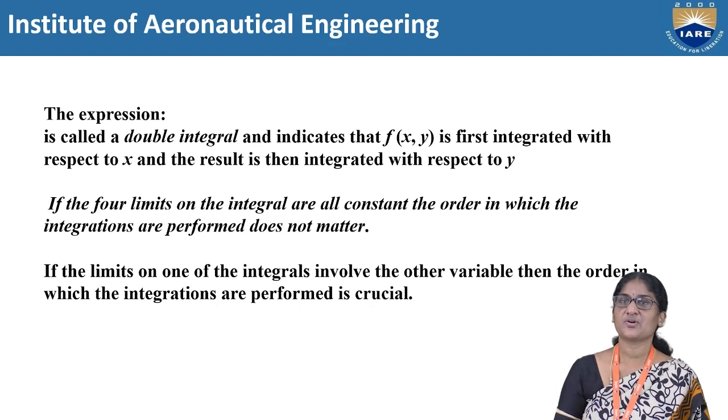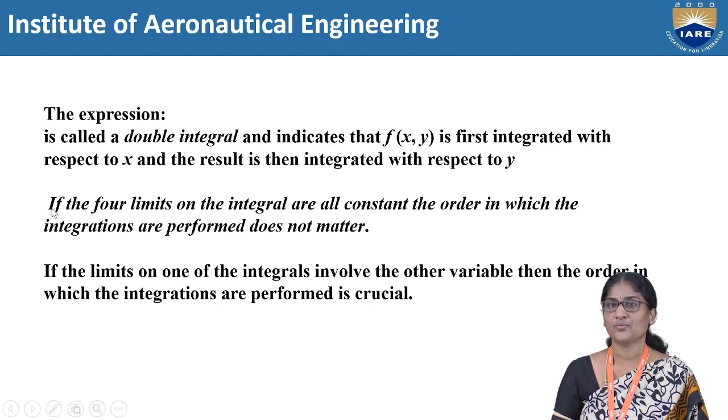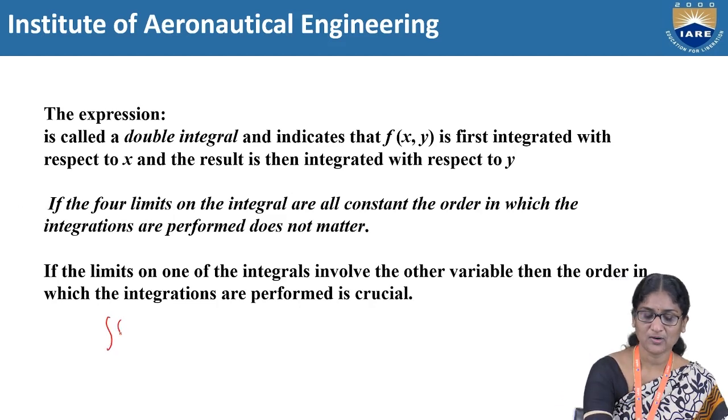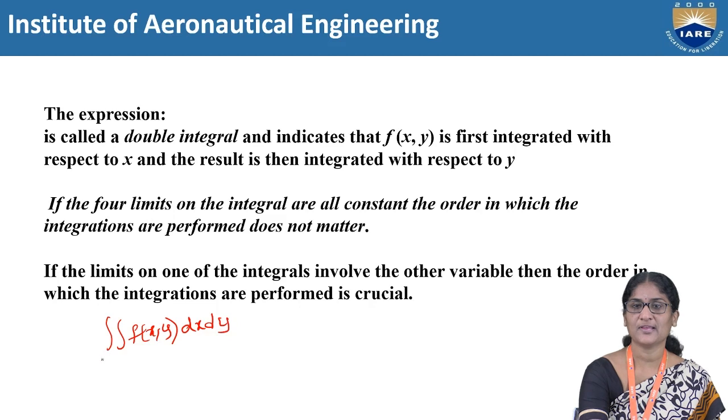The expression is called the double integral and it indicates f of x comma y is first integrated with respect to x, and the resultant is then integrated with respect to y. As we are referring to double integrals, we should have two variables here, x and y. Now, here the cases arise. That is, the double integral of f of x comma y dx dy, with the limits a, b, c, d.